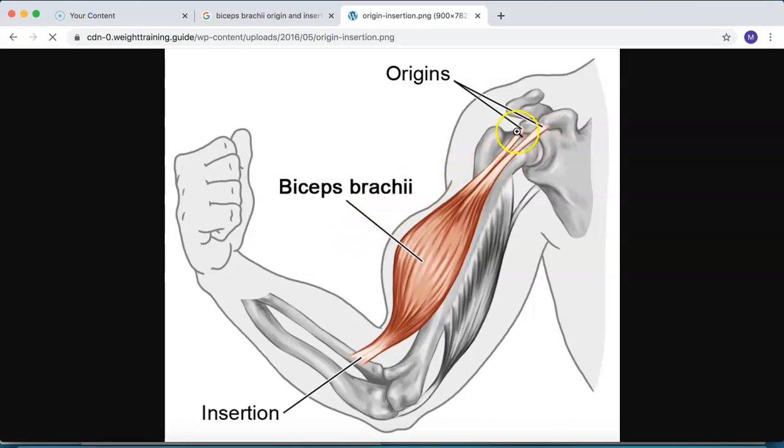Up here you can see it originates on two different portions of the scapula. This is the scapula, a bone you're going to learn about in this module of the class. Here are the two tendons that connect to that bone and then bring you out to the belly of the muscle. There's two different portions of it. And then here's the big belly of the biceps brachii. And then here it inserts onto the radial tuberosity.